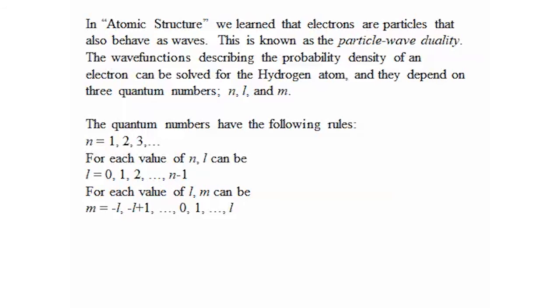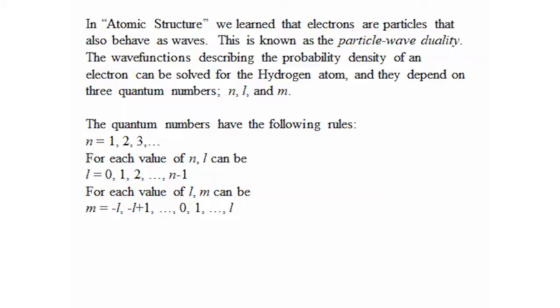In the presentation called Atomic Structure, we learned that electrons are particles that also behave as waves. This is known as the particle-wave duality, and in fact, all objects that are moving have this particle-wave duality, but the electron is the only particle that is small enough that this is actually a measurable amount.